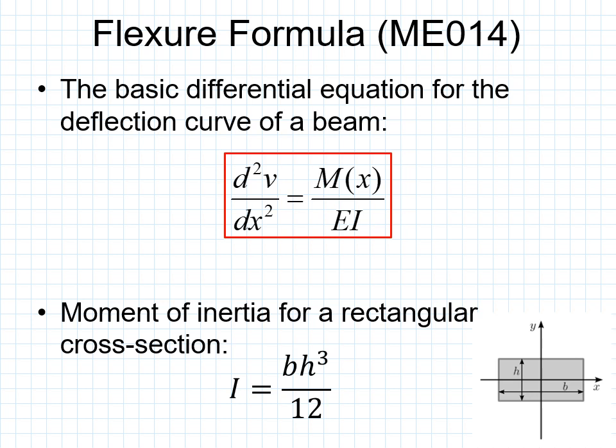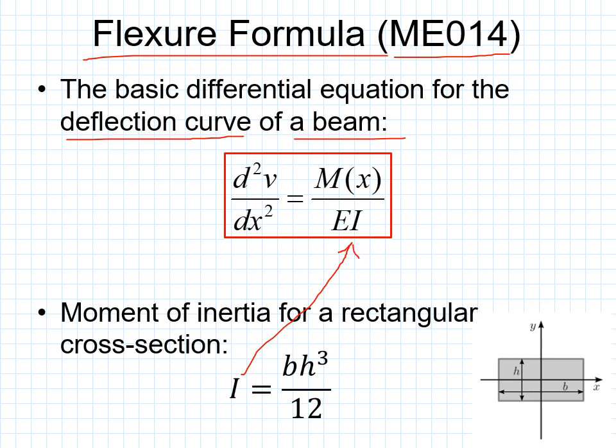So if we recall back from ME14, we take a look at the flexure formula here. The basic differential equation for the deflection curve of a beam is given by d squared v over dx squared equal to M(x) over EI, where we have the moment of inertia, our I value here, for a rectangular beam that we can look up: I is equal to bh cubed over 12. So we can plug that back into this equation up top for our I.